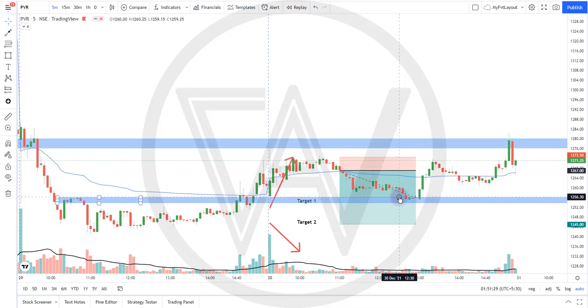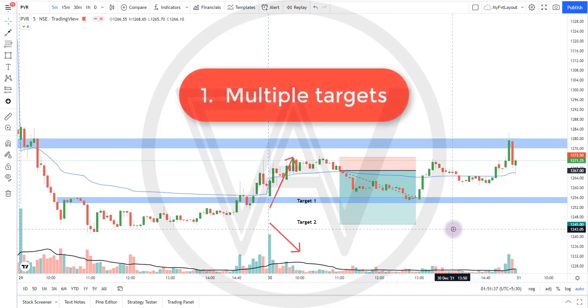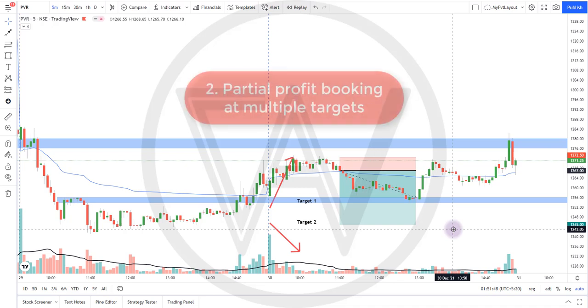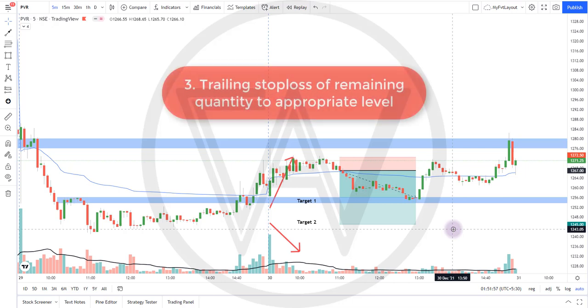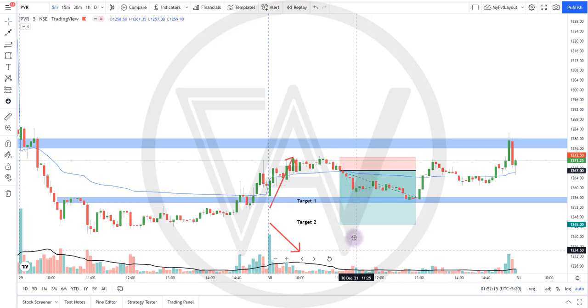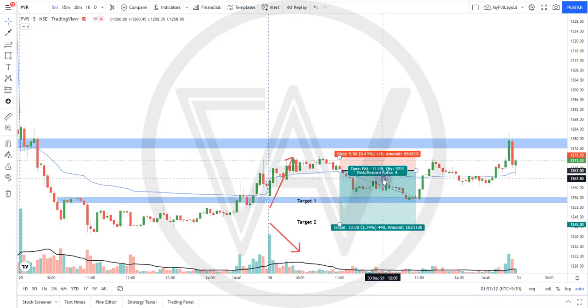So the point of this video is, first, we need to have multiple targets. Second, we need to book partial profit at different targets. Third, trail your stop loss to cost or to a certain level which seems to be a good level. Instead of cost, I could have placed the stop loss just above this candle, because this was a good candle and it came with volume. This candle shows strength in a downward direction.